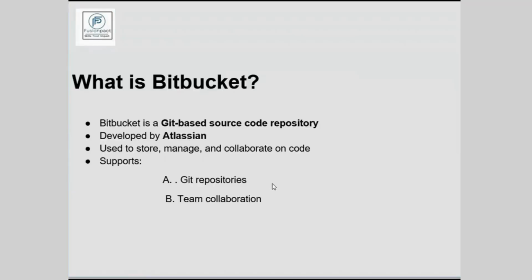So what is Bitbucket? It is a Git-based source code repository which is developed by Atlassian, and we can use Bitbucket for storing, managing, and collaborating with the team for the development of code. It supports GitHub repositories and team collaboration.